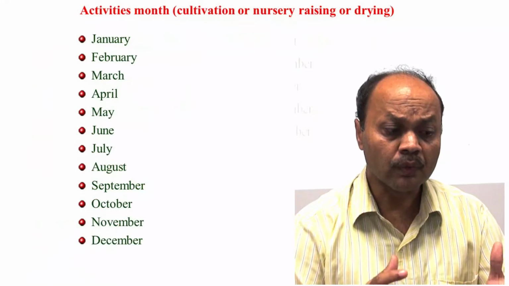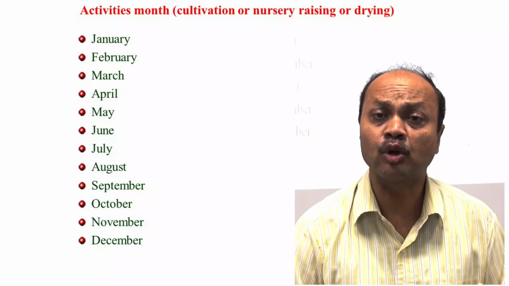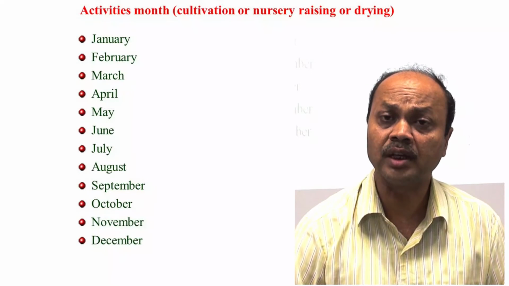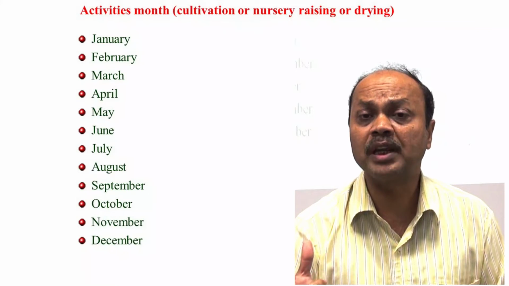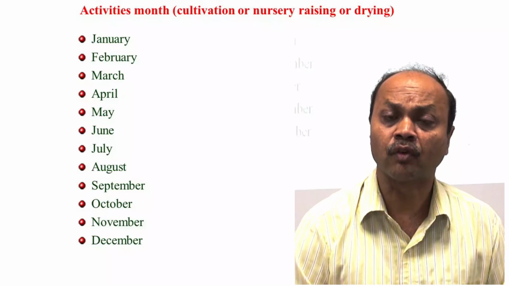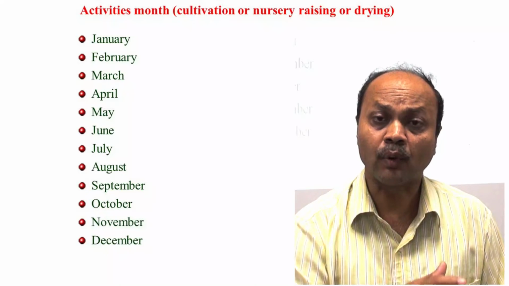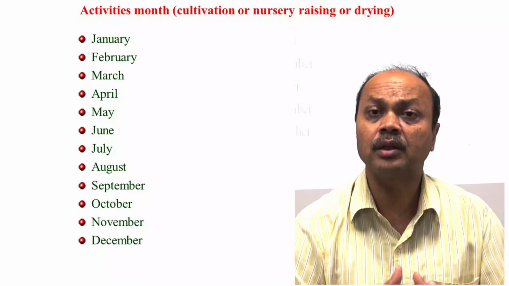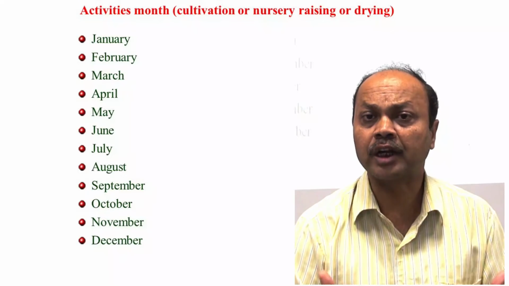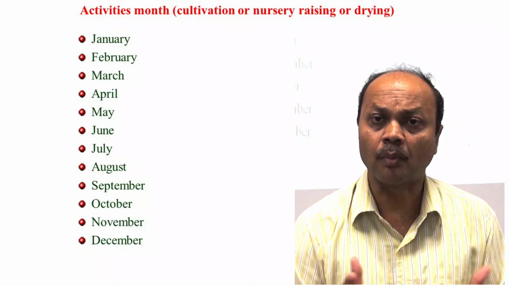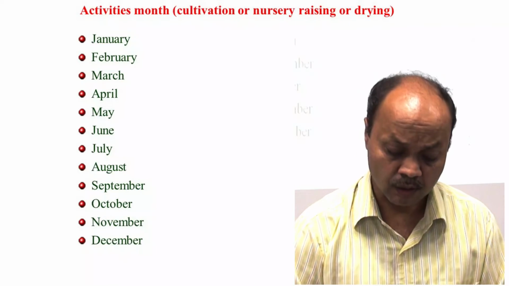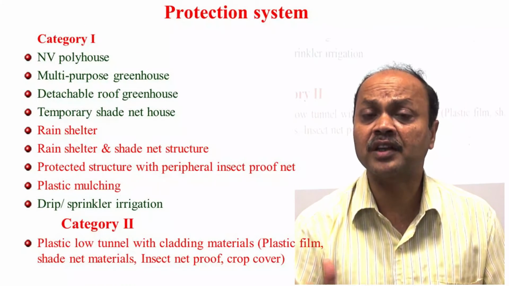It may be that someone is interested for only 4 months around the year. We have 12 months. For how many months do you want to protect your crop: 4 months, 6 months or 12 months? You have to decide the challenges, and for how many months you want to protect your crop from microclimate vagaries. Then there are various protection systems.